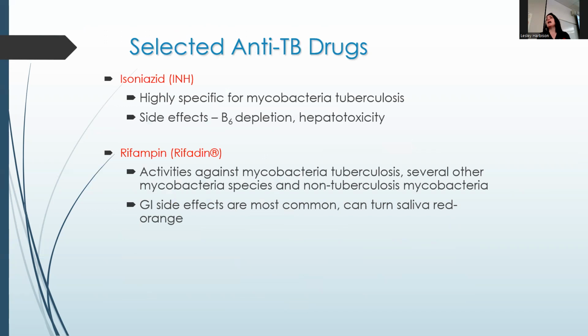For the isoniazid, it's highly specific for the Mycobacterium tuberculosis. Side effects can be vitamin B6 depletion and hepatotoxicity. And then for rifampin, it has activity against Mycobacterium tuberculosis, several other Mycobacteria species, and non-tuberculosis Mycobacteria. So it has a broader spectrum. And then GI side effects are most common, and it can turn saliva red or orange. That's interesting.